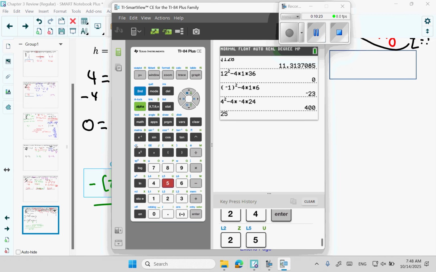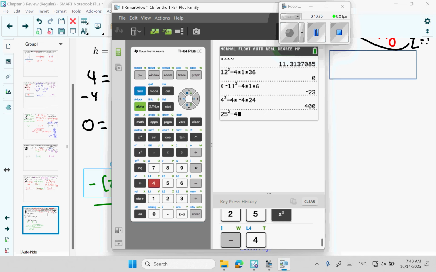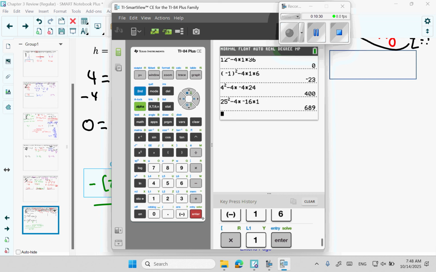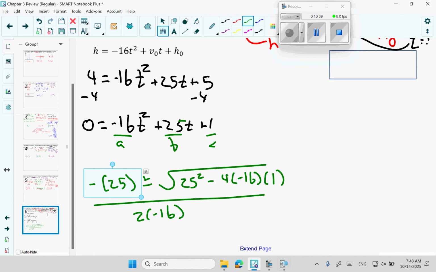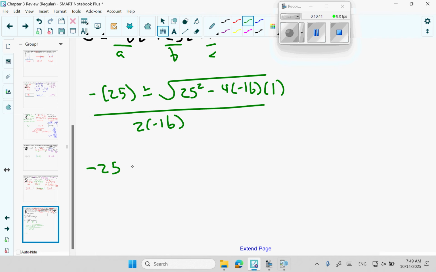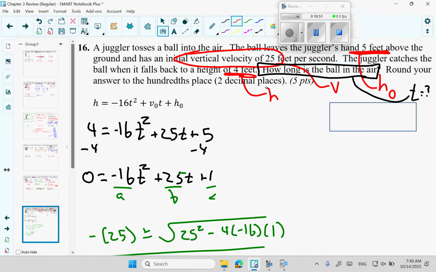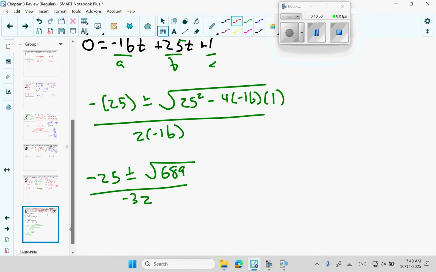Let's evaluate the thing inside the radical. So inside the square root, we get 689. Does 689 have a square root? No. Okay. So we get negative 25 plus or minus the square root of 689 over negative 32. So for these, we're rounding to two decimal places. It says right here. So let's split those up into our two potential answers.